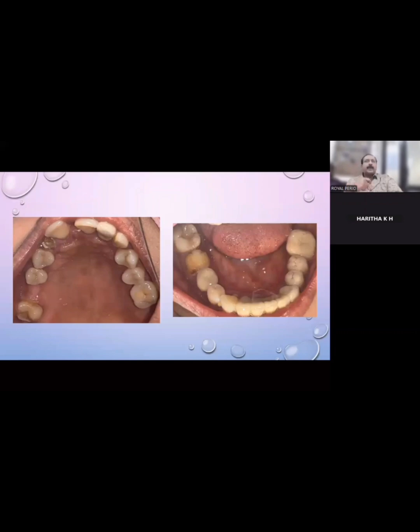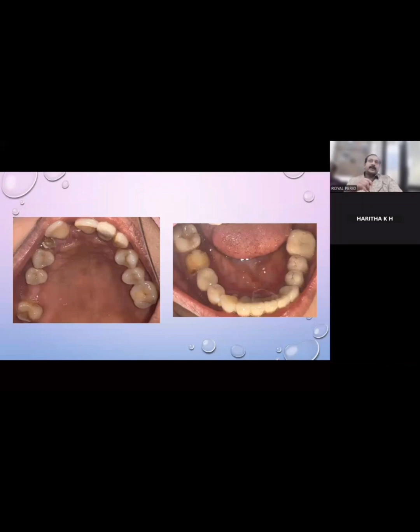So the best option in this case would definitely be implants, because you can't have an FPD anyway, since you don't have enough teeth in between. So you want to go for a fixed, implant-supported FPD. How many implants would you suggest for this case? Considering the tongue thrusting habit, tongue thrusting is not a very fruitful thing to consider for an implant-supported FPD.